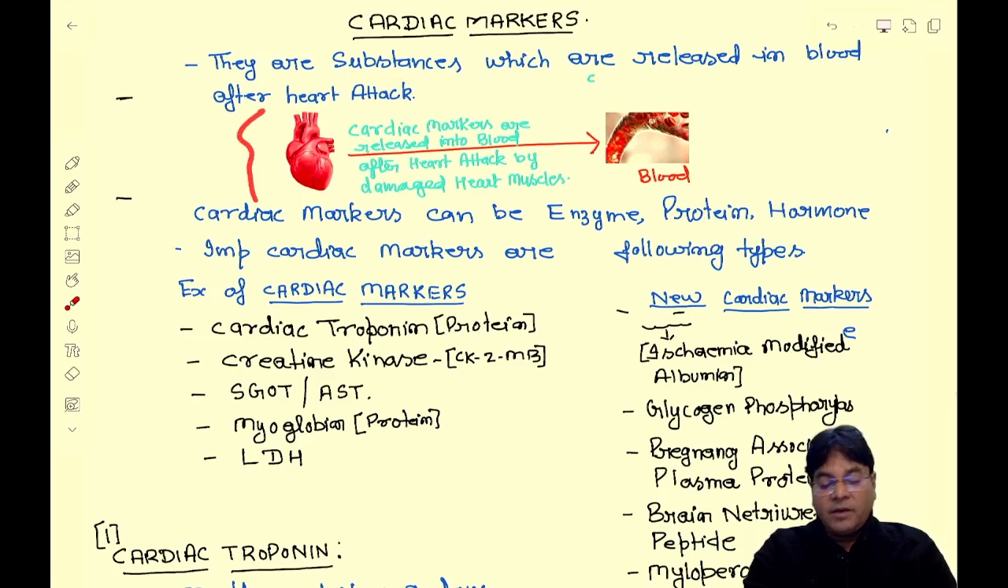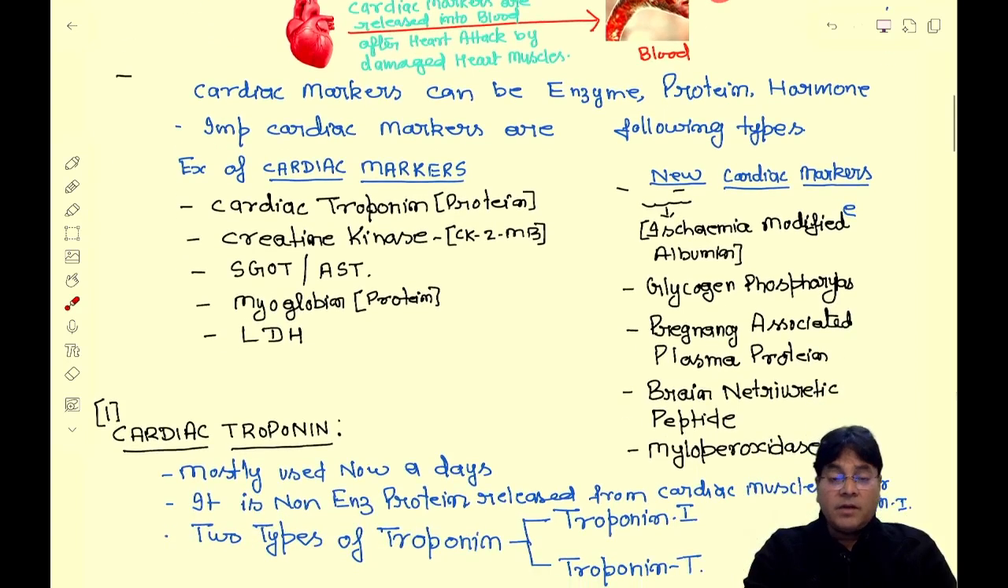So this is a diagrammatic representation of what I am explaining. The cardiac markers are released into the blood after a heart attack by the damage of the heart muscles. So this is the blood. Now, cardiac markers are substances. When I say substances, they can be proteins, enzymes, or hormones released by the ruptured muscles of the heart, and then they are released into the blood vessels, and they are detected in the blood serum. So that's why we call these cardiac markers the serum enzymes.